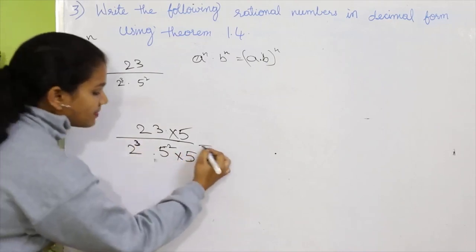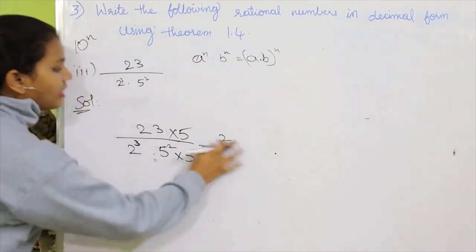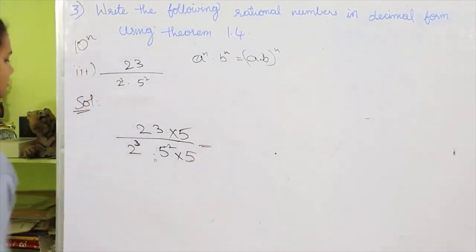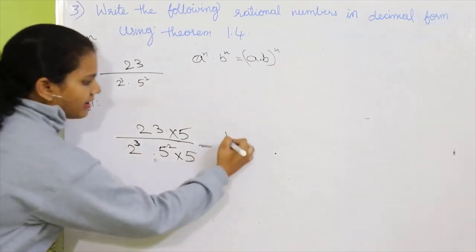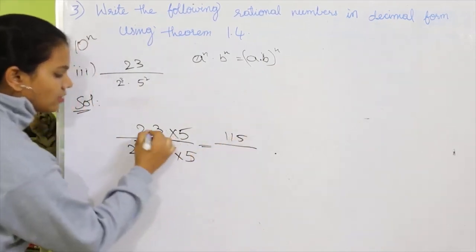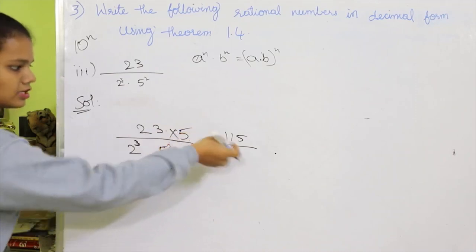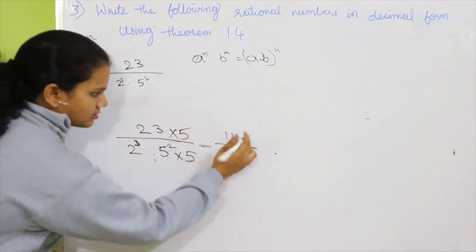5 cube. So this becomes what? 23 into 5. 23 into 5, just go like this. 5 twos are 10, 5 threes are 15, so 115. 115, guys. So I will just multiply 23 into 5. Okay, so 115, I will write like this.